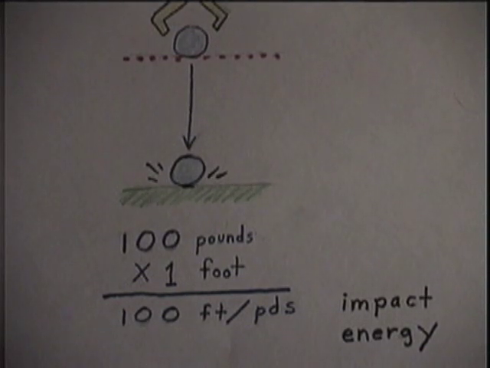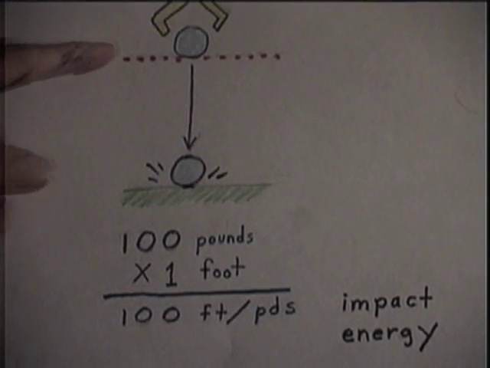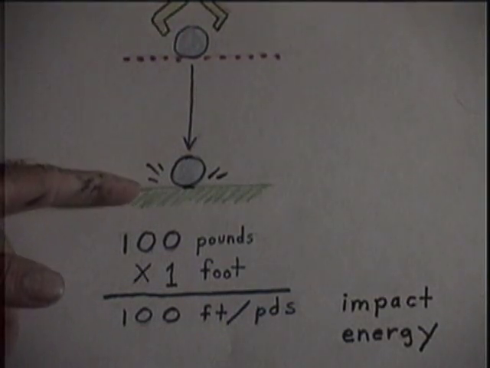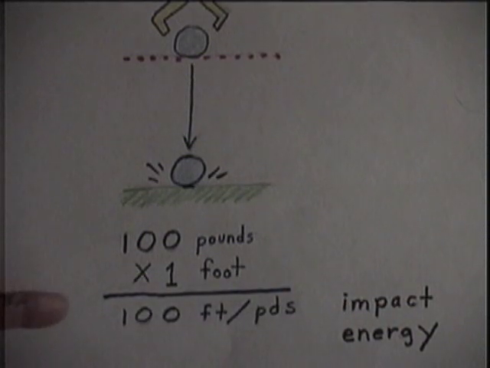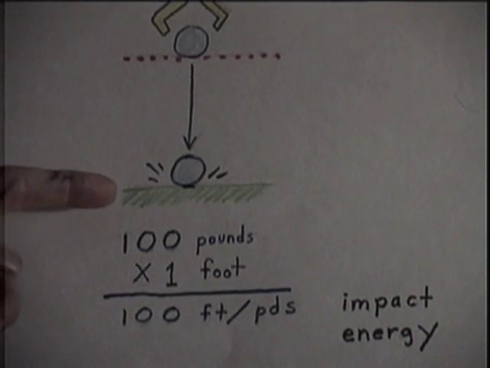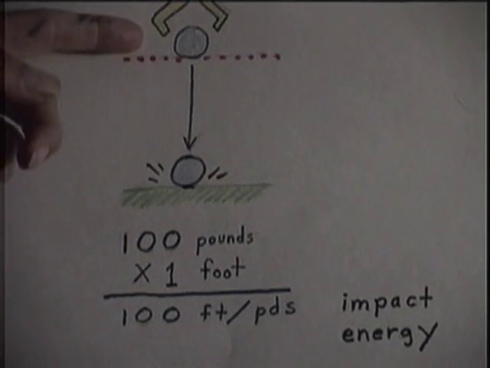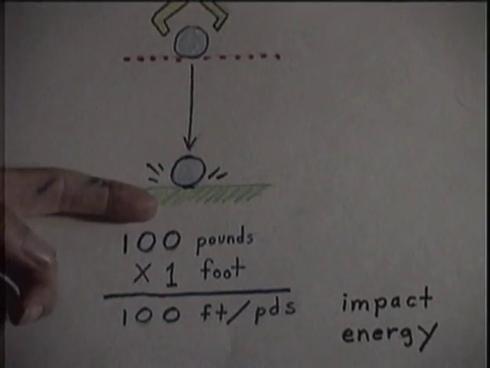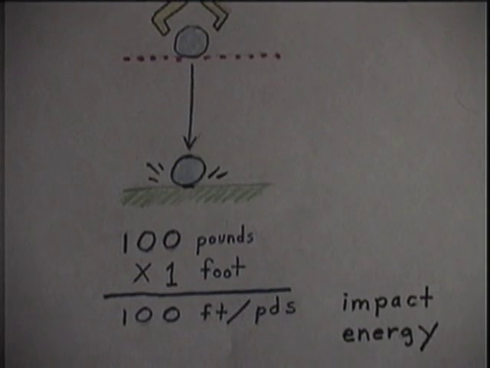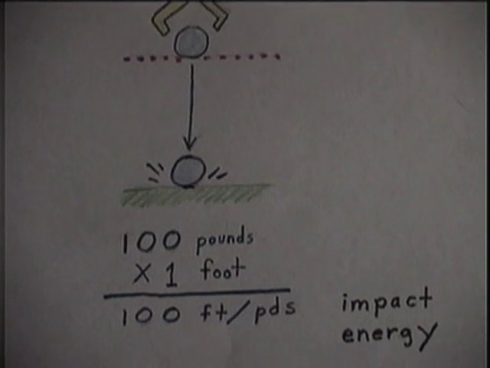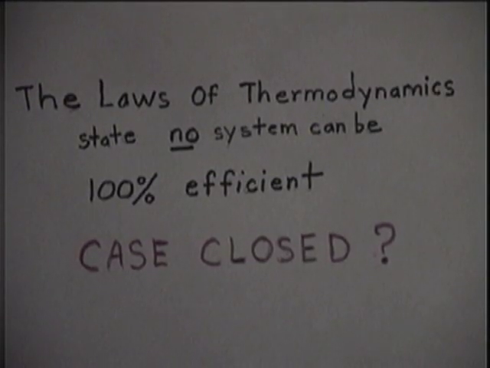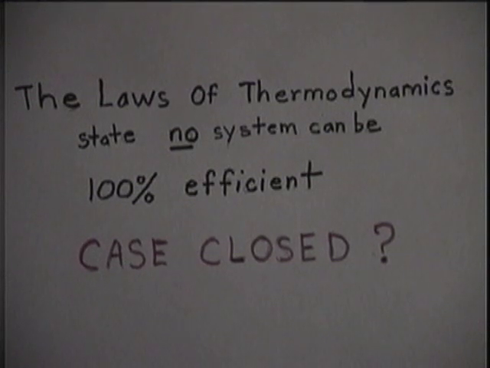A two-stage oscillator is a gravity-powered device. Now, with a gravity-powered device, if you drop a 100-pound ball 1 foot, you get 100 foot-pounds of impact energy. The trouble is that it takes 100 foot-pounds of energy to raise it back up to its starting position to be able to repeat the process. That means you have to be 100% efficient in your capture of the impact energy. Now, the laws of thermodynamics state no system can be 100% efficient.